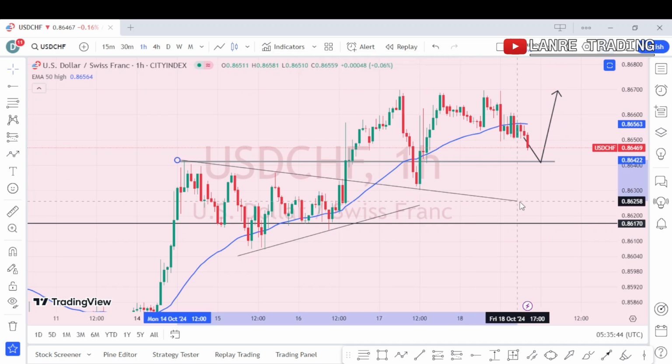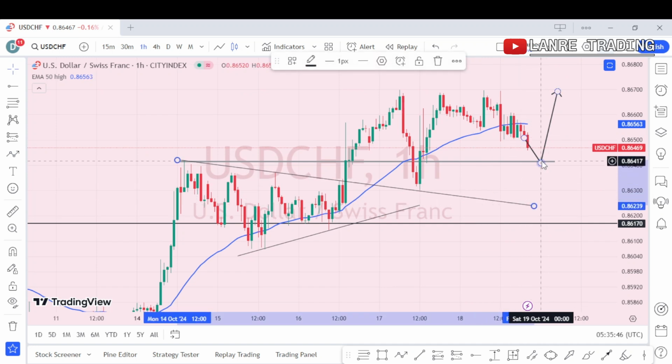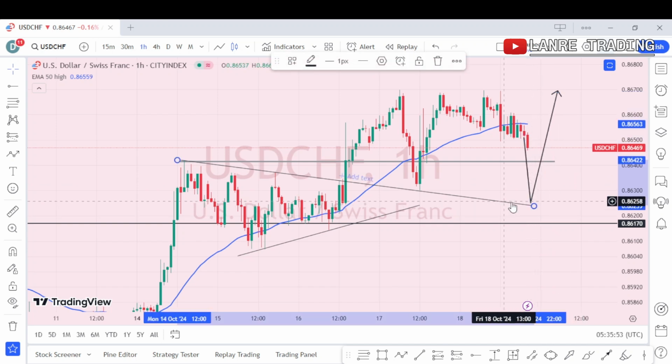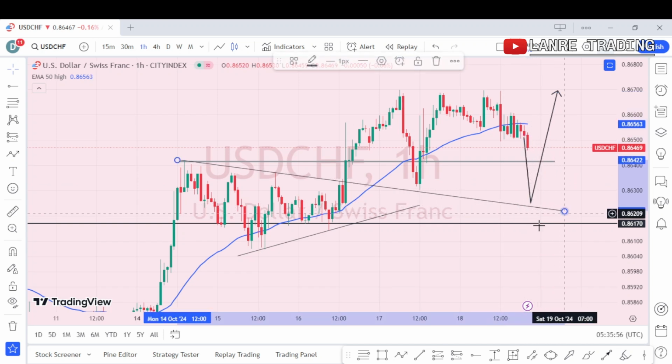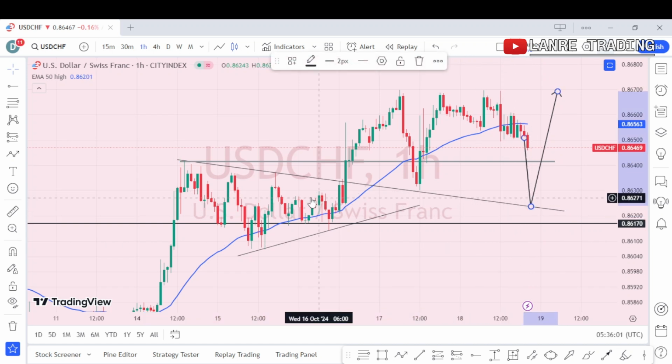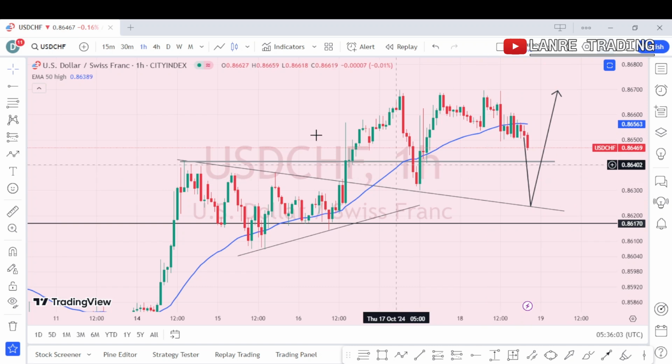Another thing is price might come deep to retest this trend line. Price might come deep to retest to give you the second retest. Price might do that as well. So we have to be open.